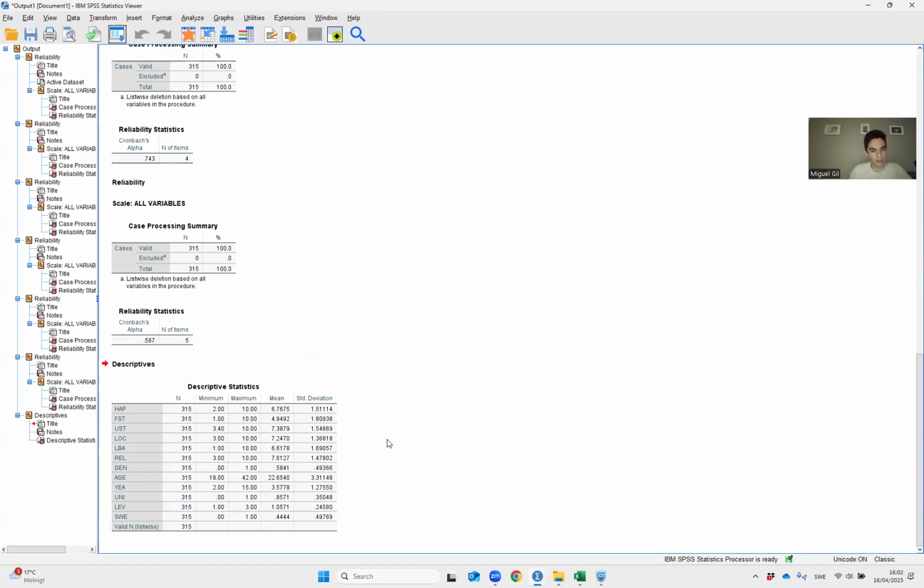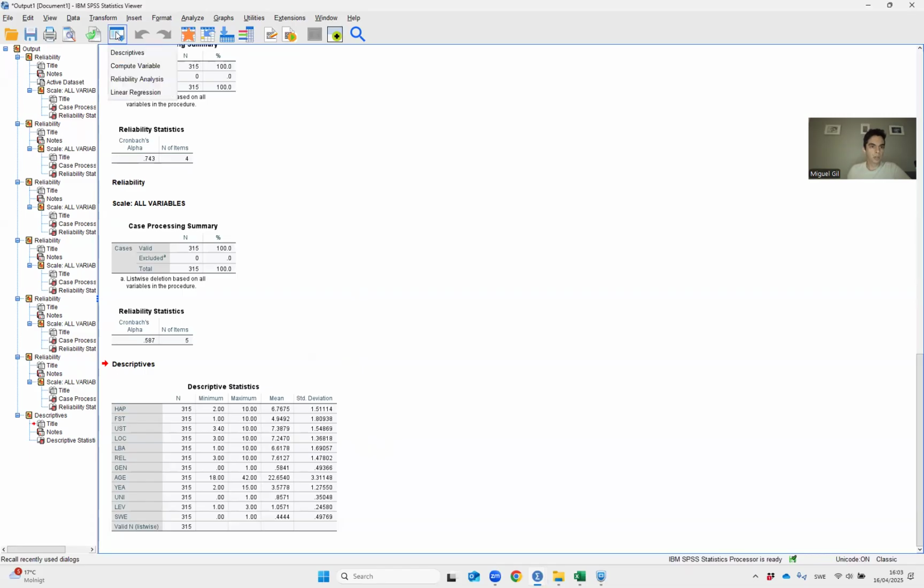Life balance. Everyone is a little bit above average, except financial stress. Financial stress is also quite low. You can discuss these things a little bit. I will explain a little more about how to interpret these descriptive statistics.